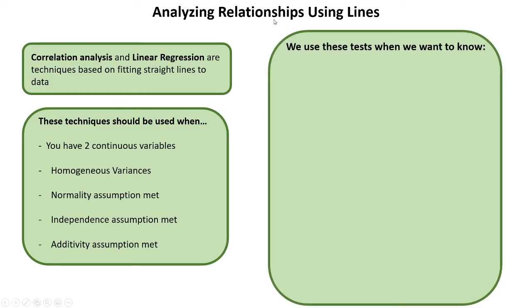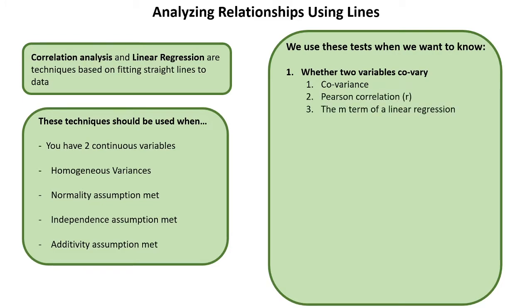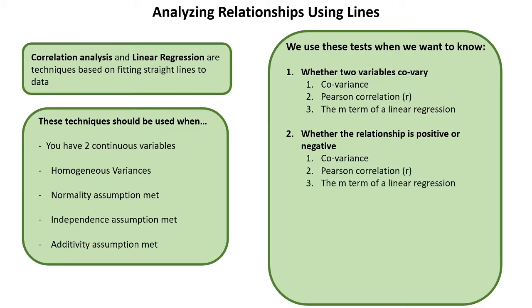So we use these tests when we want to know four main things. One is whether two variables covary. Covariance will tell you this, as we'll discuss. The Pearson correlation will tell you this. The M term, the slope term of a linear regression, will tell you this as well. You can also learn whether the relationship between the two variables is positive or negative. Covariance will tell you this, Pearson correlation will tell you this, and the slope term of a linear regression will also tell you this.